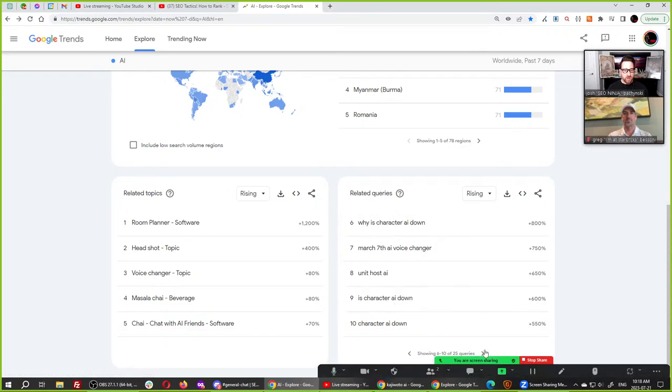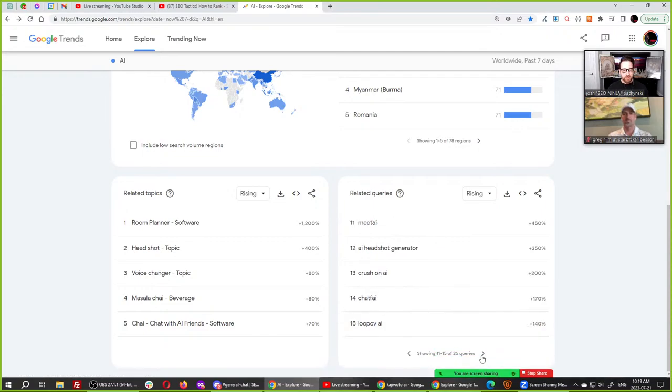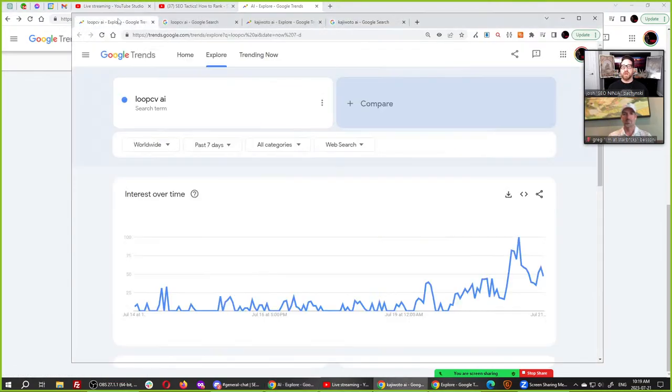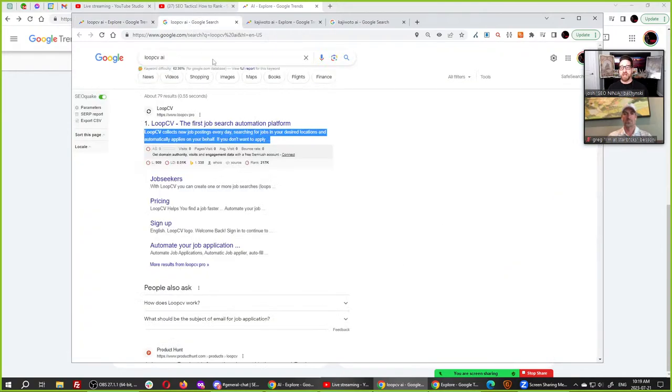And then, to quickly round out this section, Meet AI is another kind of meeting app. AI headshot generator is exactly what you think. This Loop CV AI was this one. Now, this is a great one. Everyone pay attention to this. This could really help you out. This is a gem of a goldmine. I haven't seen this one yet. This is a new one. It got really popular a few days ago, and check out what it is.